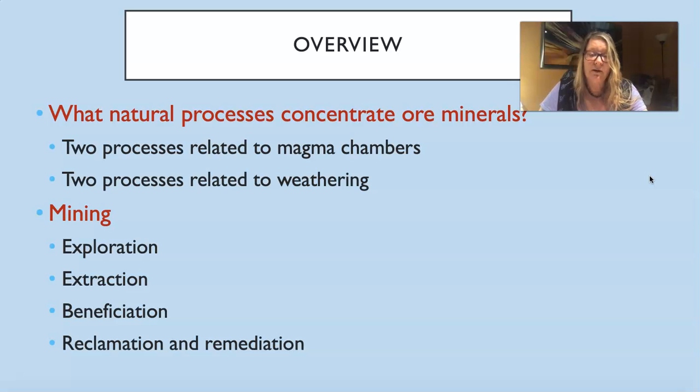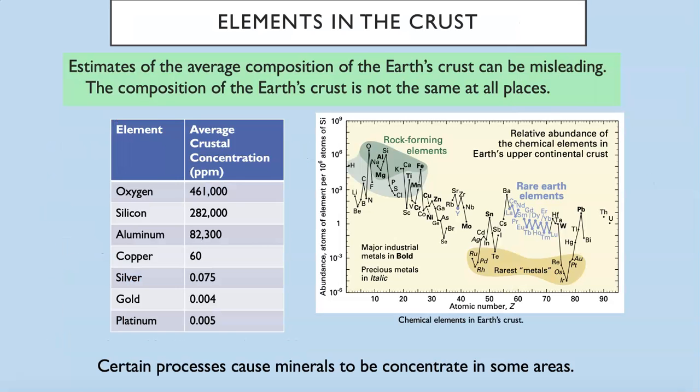So here's the outline for what I'm going to talk about today. And this is going to be divided into this and another video because it's a little bit longer than 12 minutes. What are the natural processes that concentrate ore minerals? Just like I said, gold is probably present in a lot of different rocks. But what are the processes that concentrate gold into large enough deposits that it's worthwhile for us to go out and mine? And then second, what is involved in mining? So we're going to start by looking at what are the processes that concentrate particular minerals in the crust.